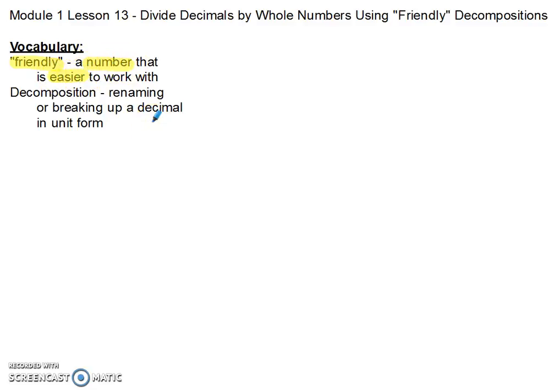So when you're using decimals, sometimes they can be very overwhelming, and we need to look for numbers that we are really familiar with in working with division. A decomposition is a renaming of a decimal in different unit forms. For example, let's take a look at 2.31.